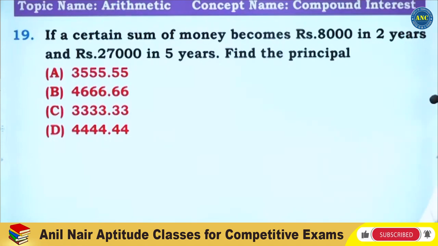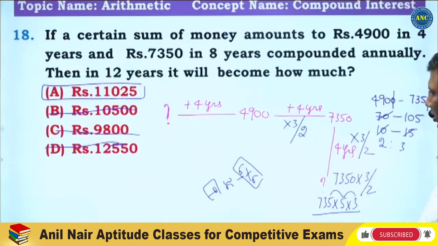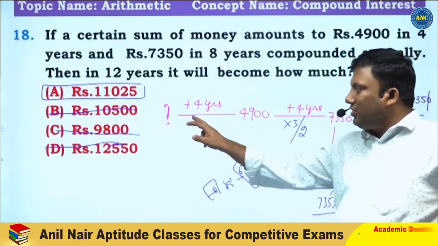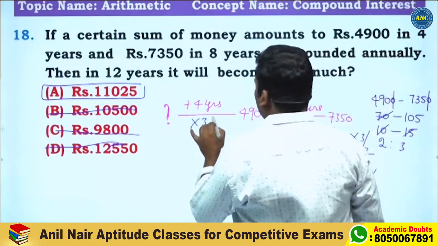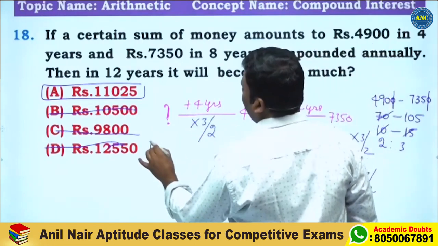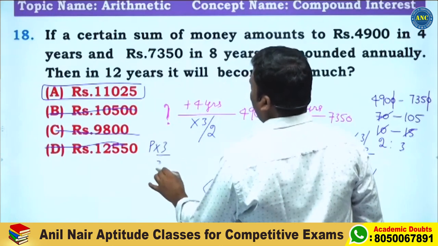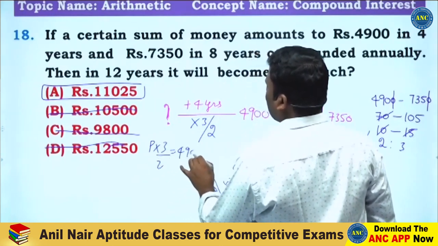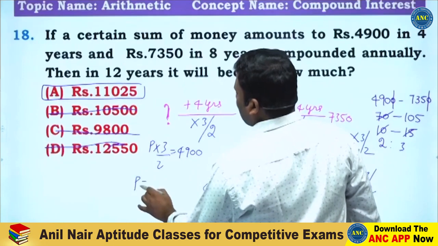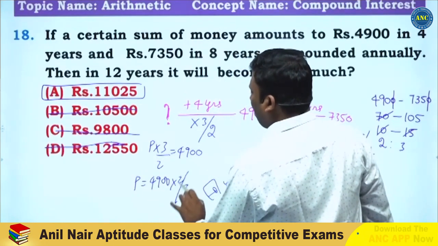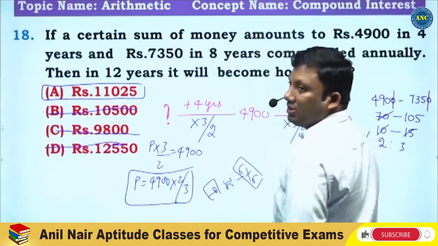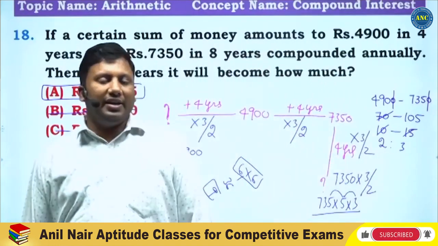Another, just one level above. If a certain sum of money, now in this question, we can also find the principal. How to find the principal? For every 4 years the scaling factor is 3 by 2. 4 into 3 by 2 is 4900. So 4,900 into 2 by 3 is the principal. I hope the idea is clear.